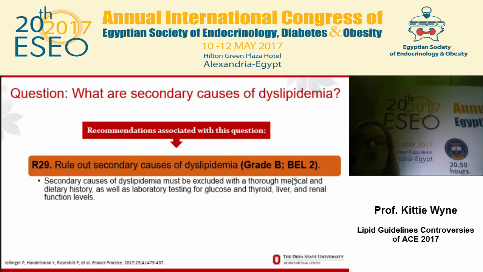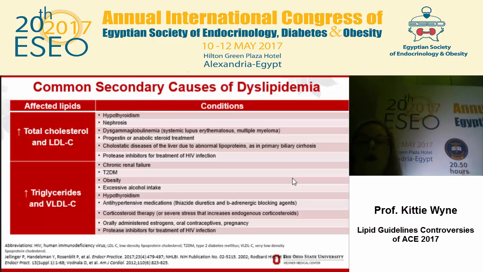As always, we raise the issue of ruling out secondary causes of dyslipidemia. This was recommendation number 29. Again, a detailed history and physical, also review their dietary history, remembering to check glucose, thyroid, liver, and renal function. So a brief chart that we included reminding people, and don't forget anabolic steroids or progestins can affect their lipids. We often forget to ask about those. Certainly protease inhibitors with HIV infection. As I mentioned, thyroid.